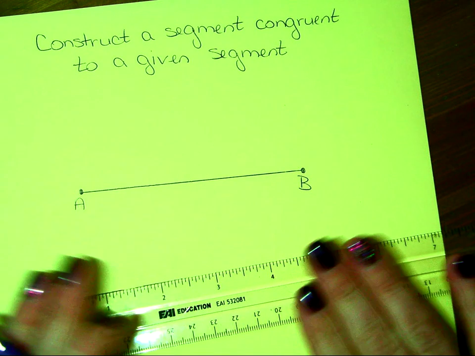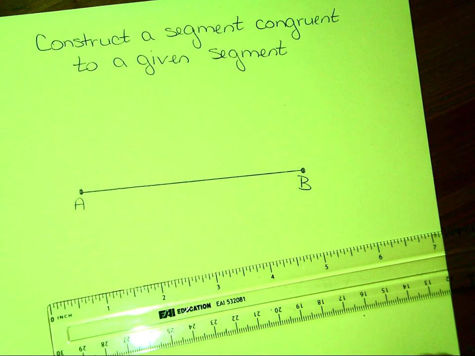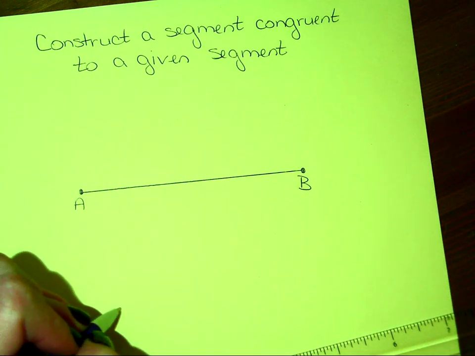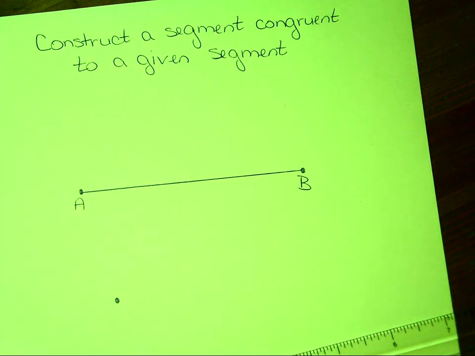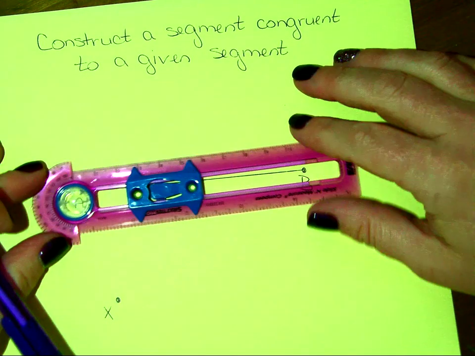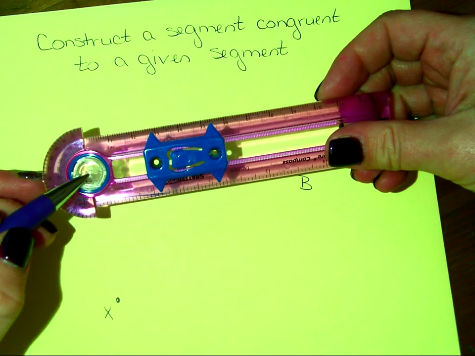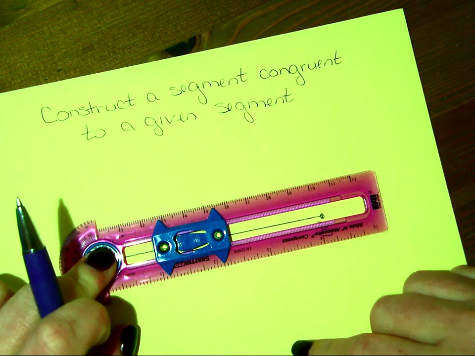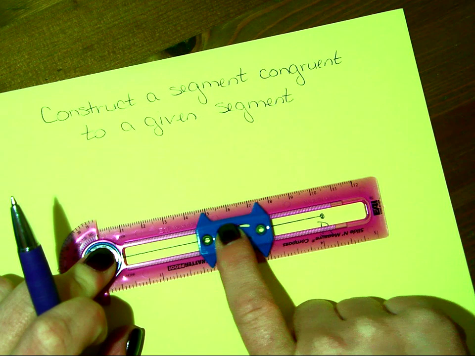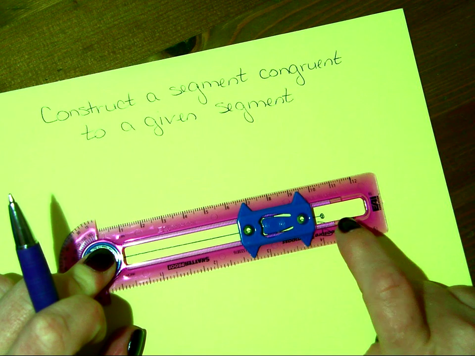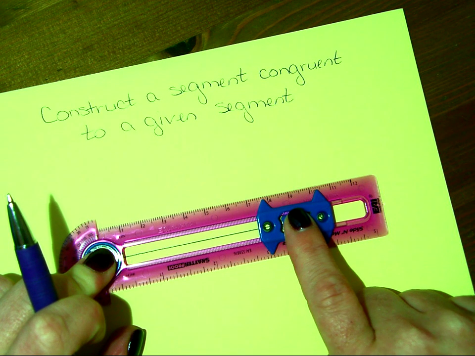Now my goal is to recreate the same exact size segment without using a measuring tool, also known as a ruler. In this case, my first step is to draw a new point, which will be the endpoint of my new segment. And I'm going to name this one X. I now utilize my compass. I'm going to place the point of the safety compass directly onto the endpoint of A. And now you're going to open or close, depending upon how large your segment is, your compass until you can see your endpoint of B in the hole of your compass.